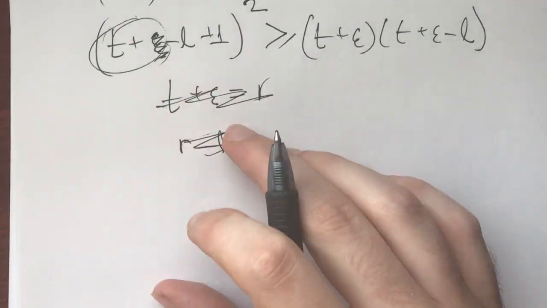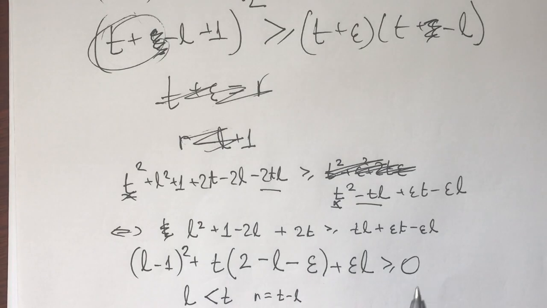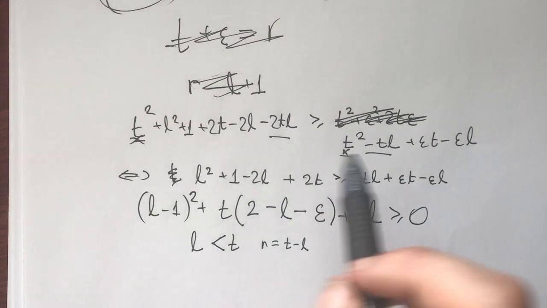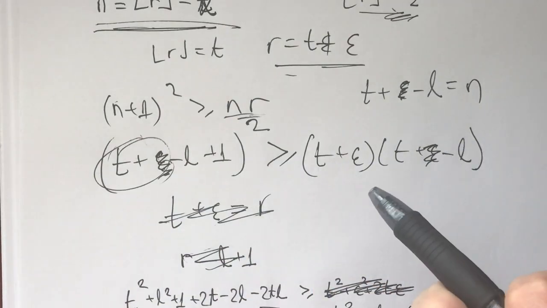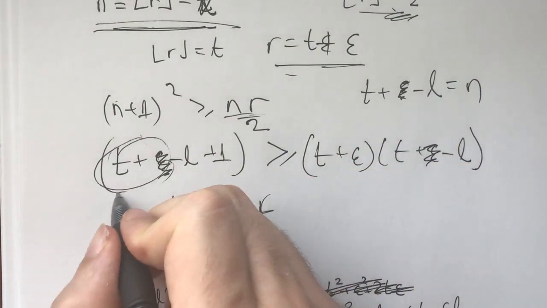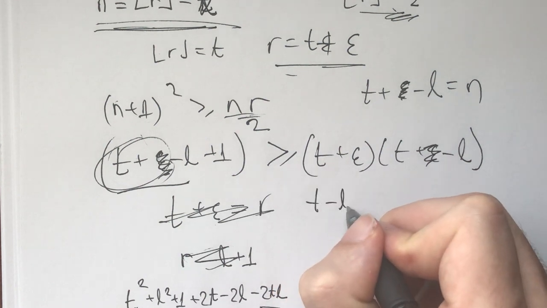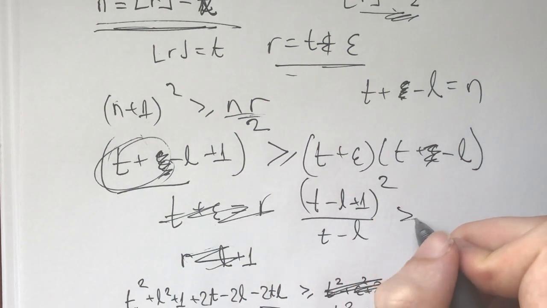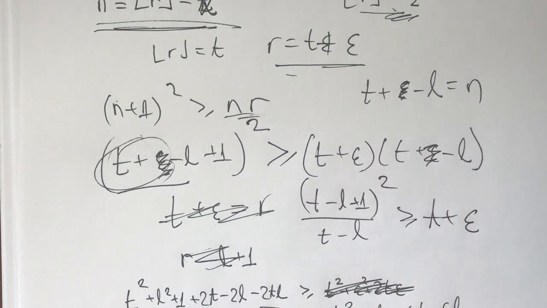We have what? Let's factor this. So now we get this. And my question for you is, is there anything you see here? Any way that we can finish this quickly? Well, actually, there's a much better way to even look at this, I think. Looking back now, what we have is (t minus L plus 1)² over t minus L needs to be greater than or equal to t plus epsilon.